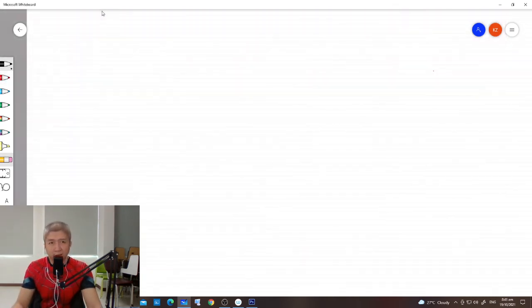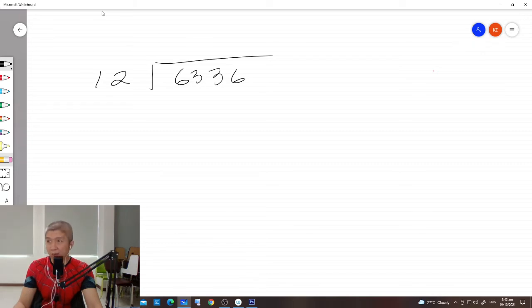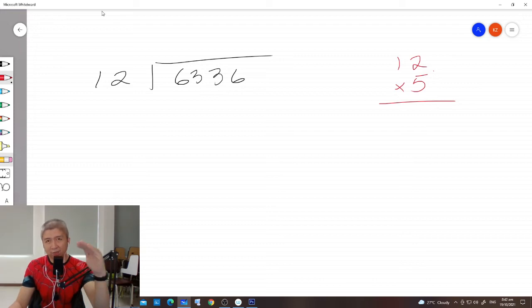Okay, so 6,336 pesos, i-divide niya sa kanyang 12 manggagawa. Okay, so 63 divided by 12. So, try natin, mag-times 5. Mag-start tayo sa 5 para alam natin kung tataas tayo o bababa. So, 5 times 2 is 10. 5 times 1 is 5 plus 1, 6. So, 60.